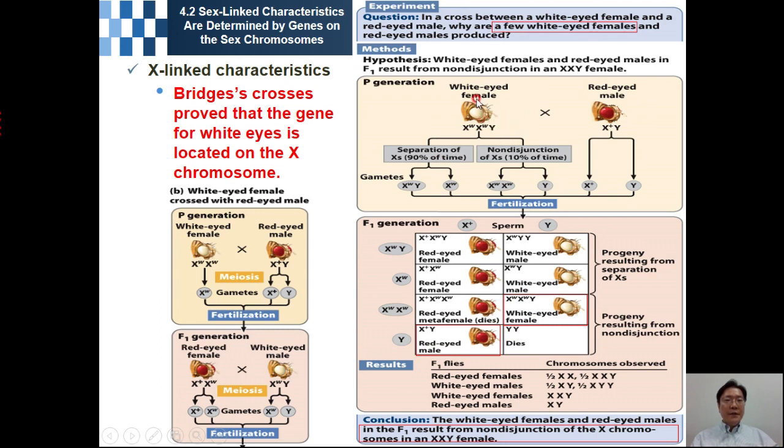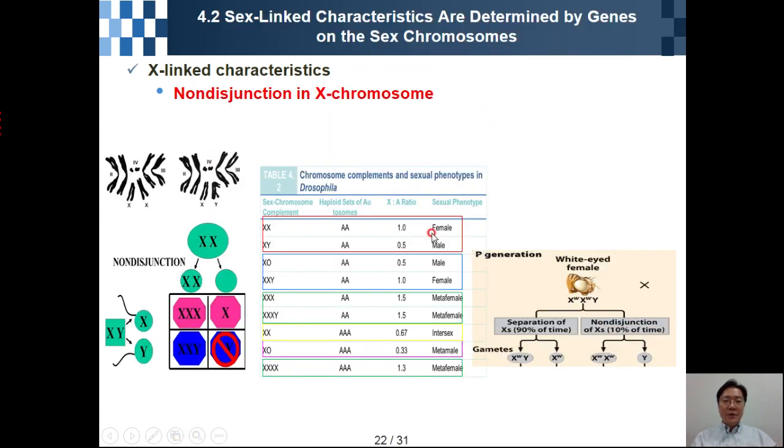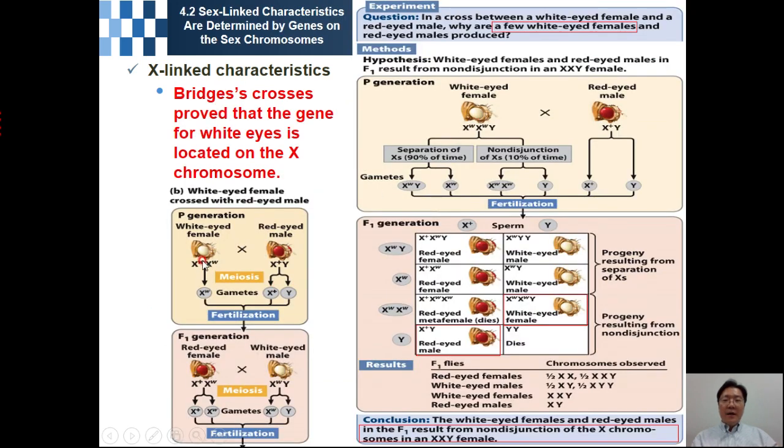Usually the white-eyed female is XX, or XXY is female. So if they are X^W X^W, after the cross, in the F1 generation, half of them will show red-eyed females, and half of them will show white-eyed males.